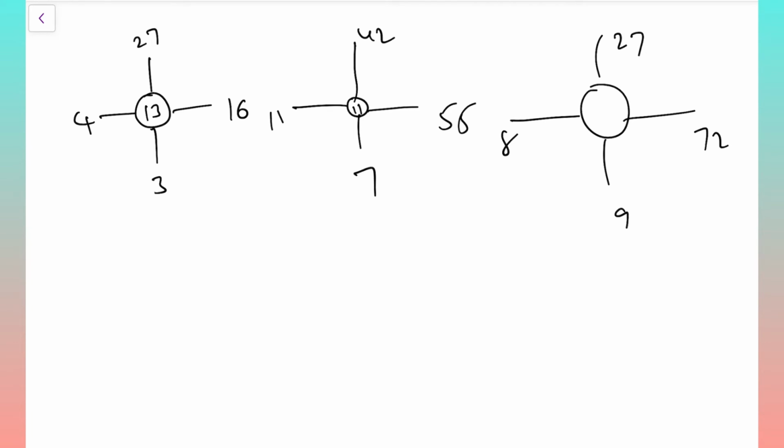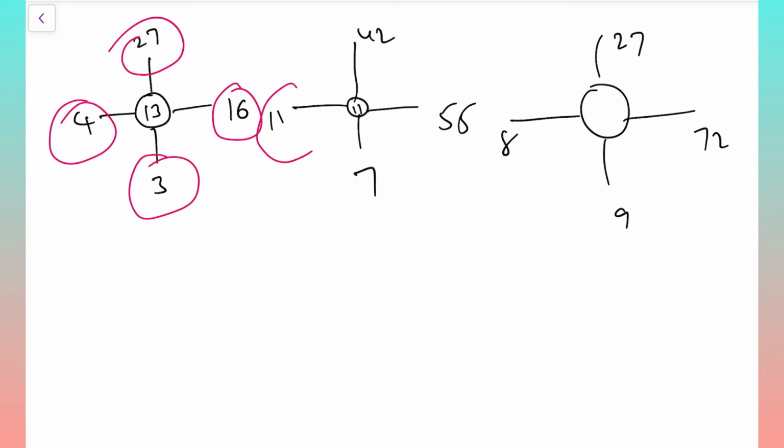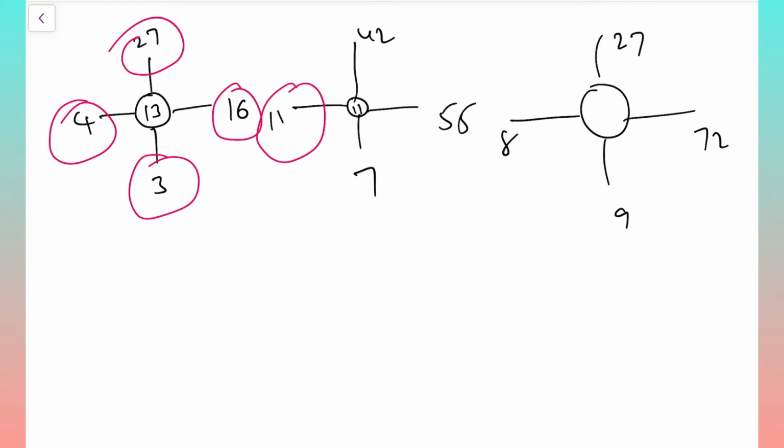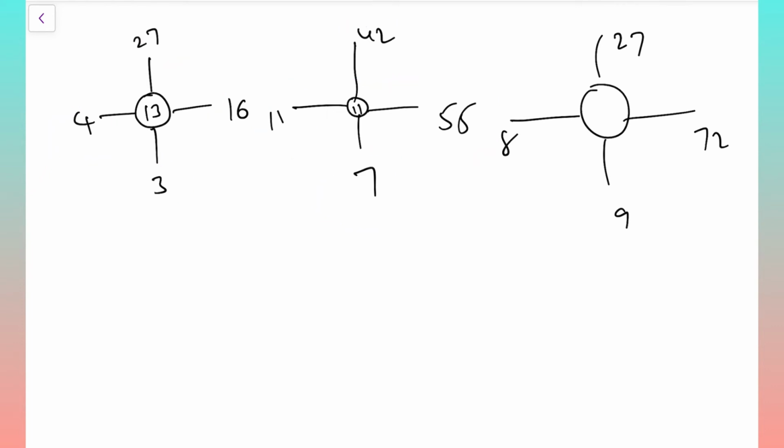Okay, now look at this question. Outside some numbers are there and in the middle 13 is there. Now if we observe the outside numbers clearly, 4 and 16 have some relation, 3 and 27 some relation, the same way 11 and 55 some relation, 7 and 42 also some relation. So first I will go according to those relations. If that is not applicable, then I will move to another logic immediately.